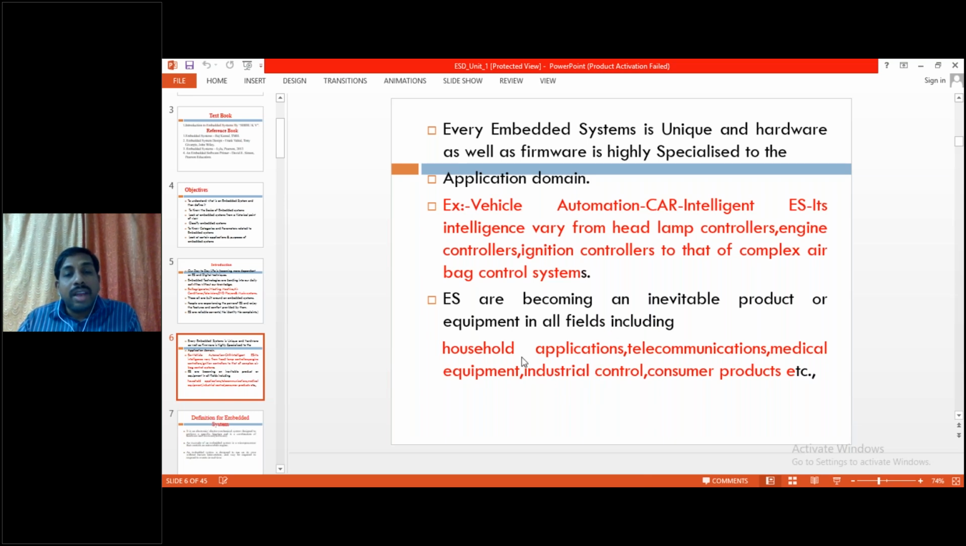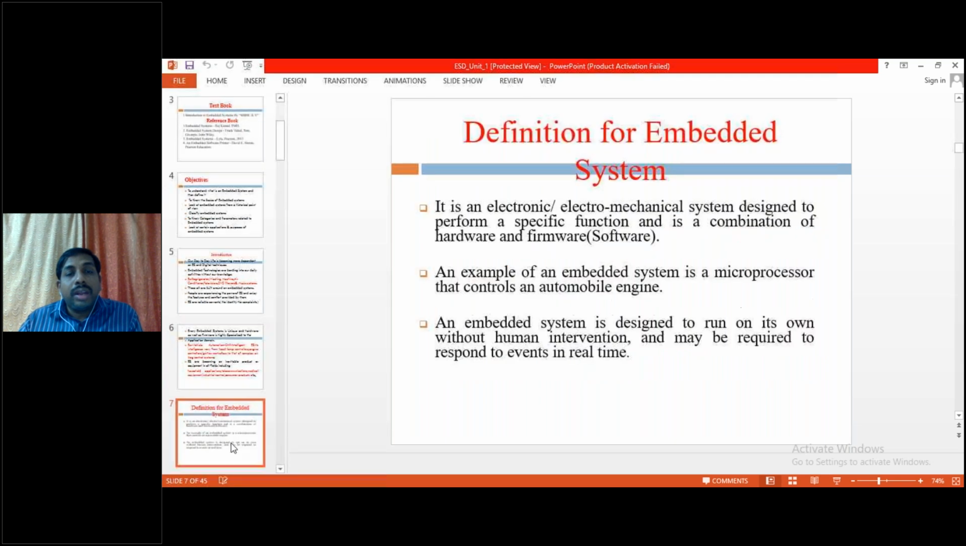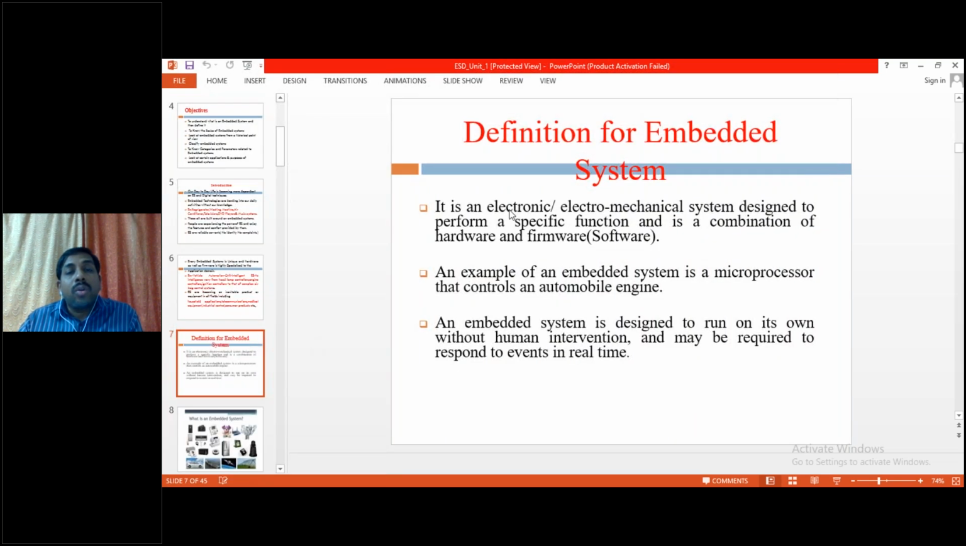These are the application areas where different embedded systems are designed, and we have seen that in a car there are 3 embedded system logics. One software program and a processor control the headlamp controllers, ignition controllers and airbag control systems. So an embedded system is an electromechanical system performing a specific function, a combination of hardware and software. A microprocessor controlling an automobile engine is an example of an embedded system.